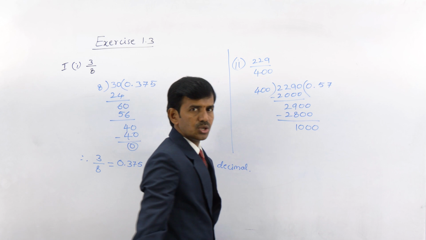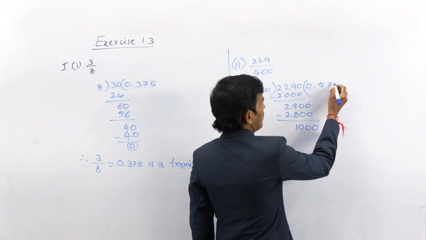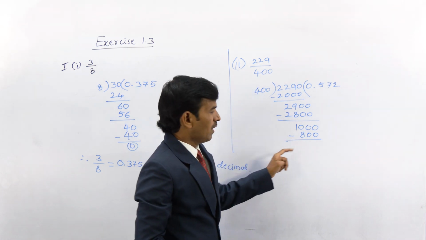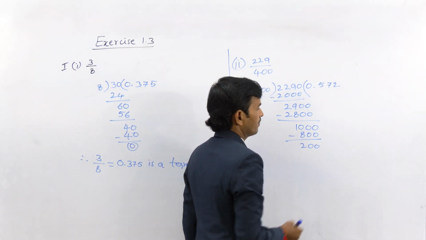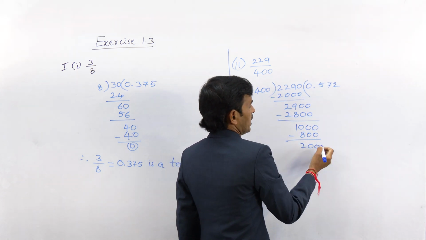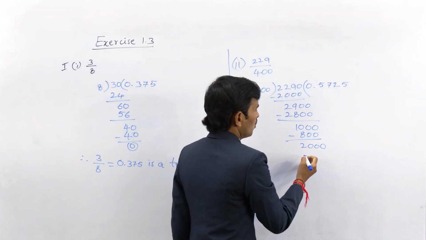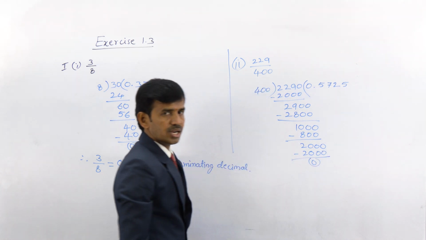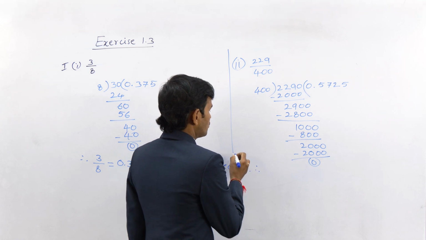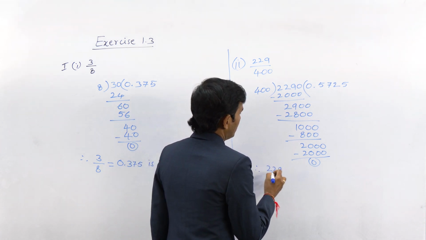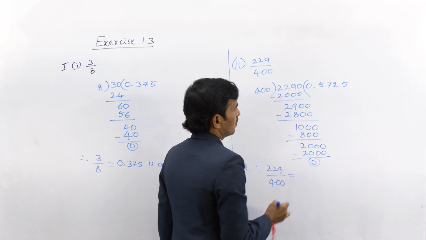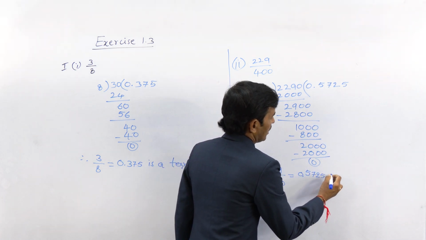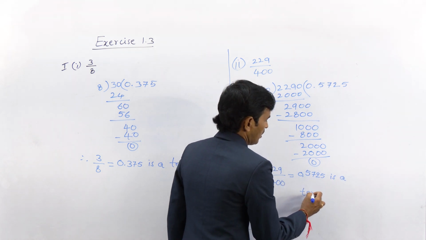Now we can take 0 for the next step. 400 2s are 800. So what is the value left in this? 200. For every step we can take 0 here. Again 5 times. 400 5s are 2000. So when you subtract, we get remainder 0. What did you observe here? 229 by 400 is equal to 0.5725, a terminating decimal.